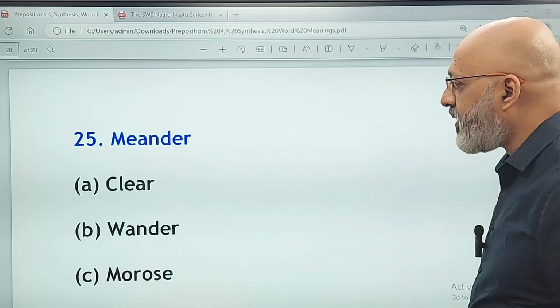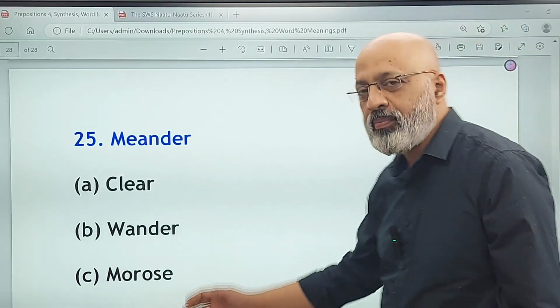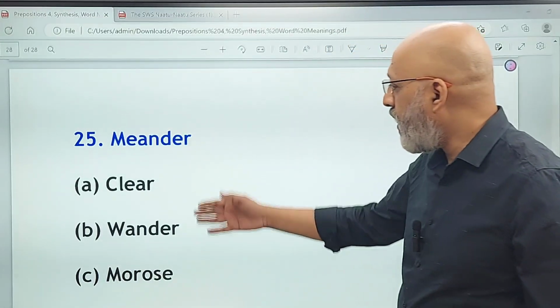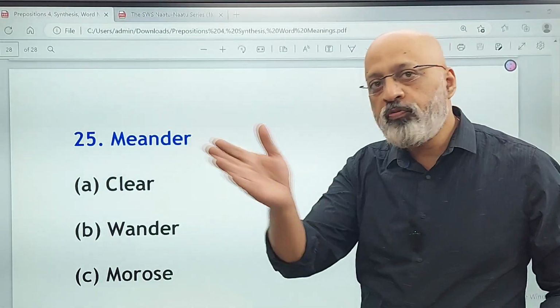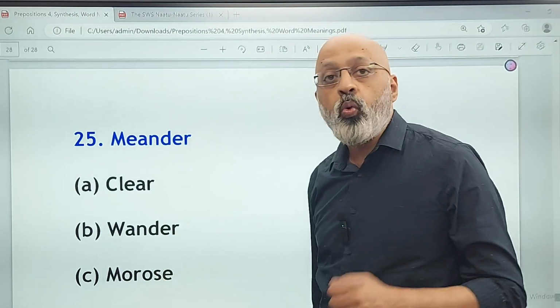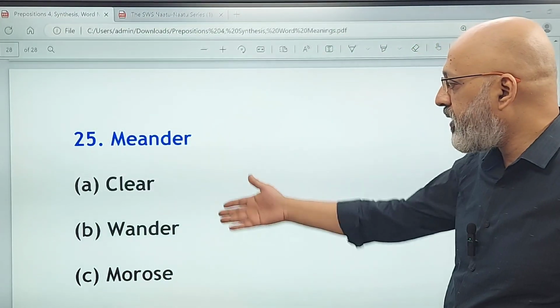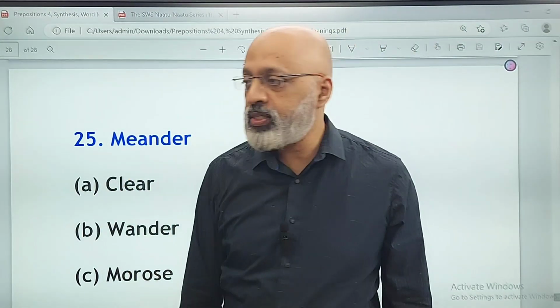Last one. Meander, clear, wander, or morose. Morose का मतलब सड़ू. Okay. Clear मतलब everything is clear. So meander मतलब घूम फिरते रहना without having any purpose or any kind of clear direction. So wander is the right one. Meander का wander. So with this, we come to the end of this vocabulary with SWS का episode.